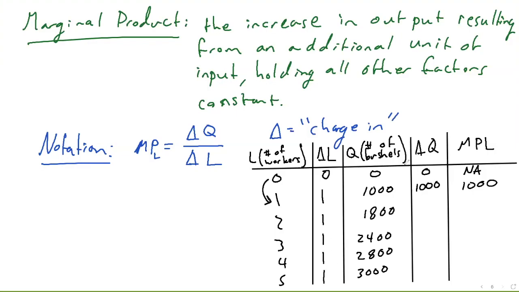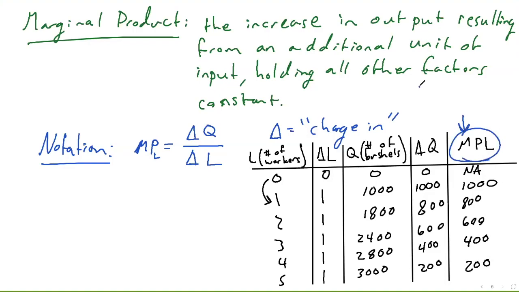And then we can calculate the delta Qs. So in the second value, we're looking at the difference between 1,800 and 1,000. So it goes 800, then 600, 400, and 200. And since delta L is 1 in all of these cases, our marginal product of labor is going to be equal to the change in quantity.